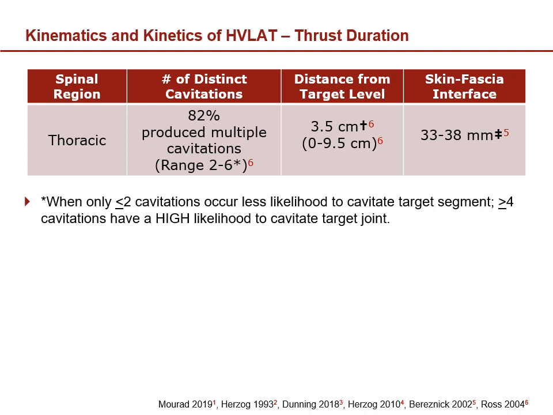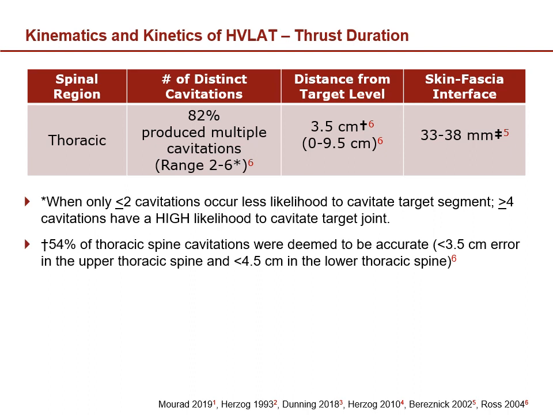When only or less than 2 cavitations occur, there is less likelihood to cavitate at the target segment. When greater than 4 cavitations occurred, there is a significantly higher likelihood that the cavitation will occur at said target level. So your goal then, if you were trying to be as specific as you wanted to the patient's symptoms or the target level, would be to attempt to achieve 4 cavitations or more.